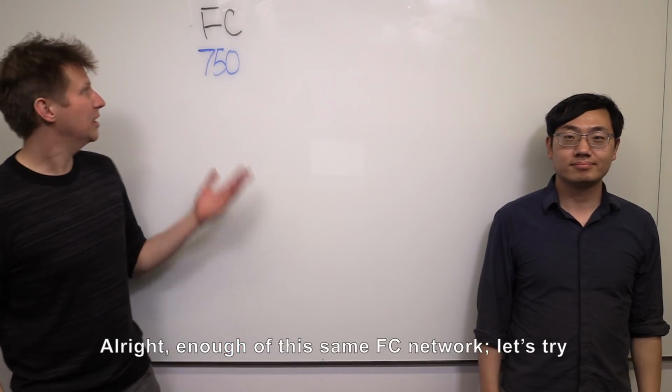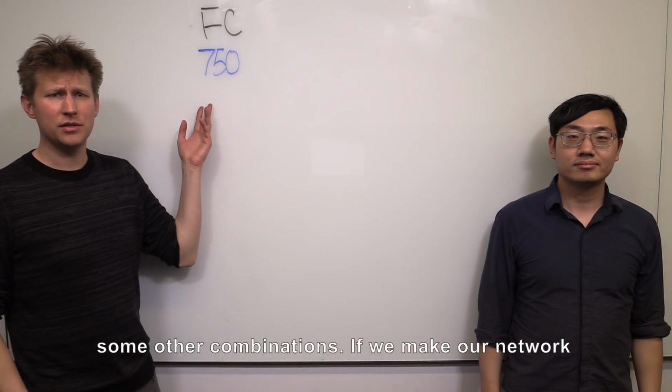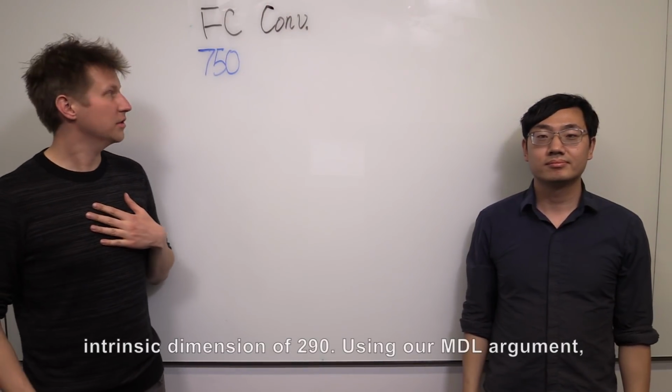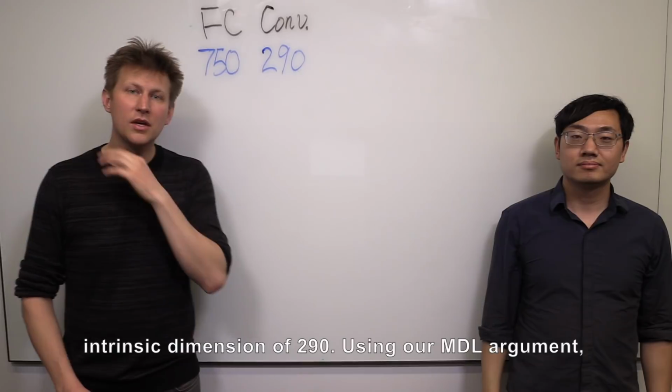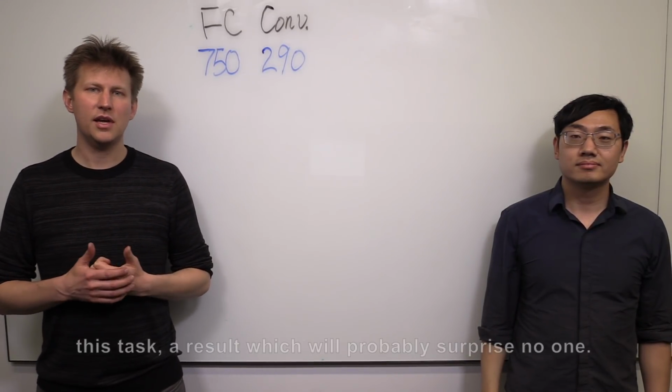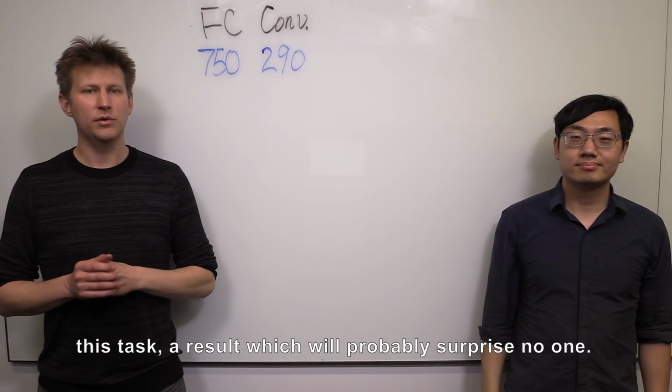Alright, so enough of this same FC network. Let's try some other combinations. If we make our network convolutional, we now measure a much smaller intrinsic dimension of 290. So using our MDL argument, this suggests that convnets are better than FC nets for this task, a result which will probably surprise no one.